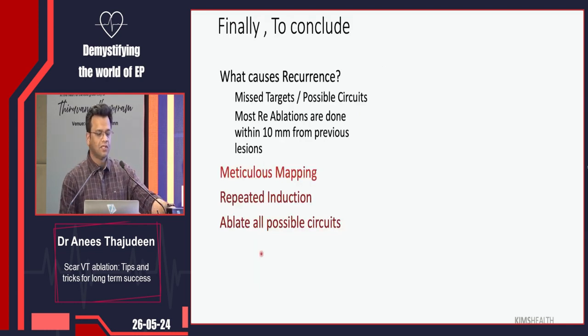Finally, to conclude, what causes recurrence? Recurrence is due to missed targets of possible circuits. Most reablations, when patients are taken up for a repeat procedure, are done within 10 millimeters of the previous lesions. So when the first procedure is done, if you do meticulous mapping, repeated inductions, and apply lesions to all possible circuits, that will be the best way to prevent recurrence and to ensure long-term success.